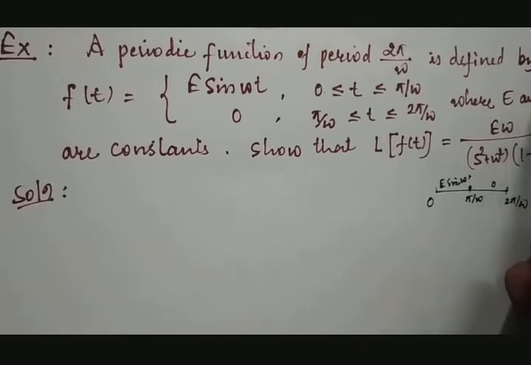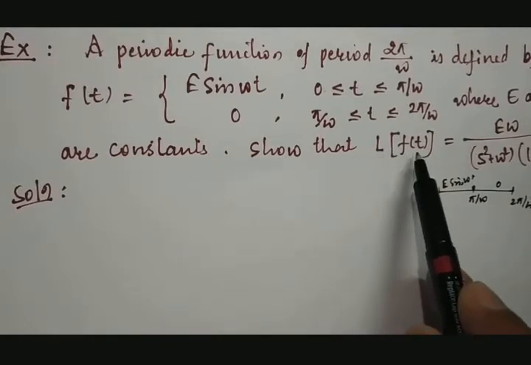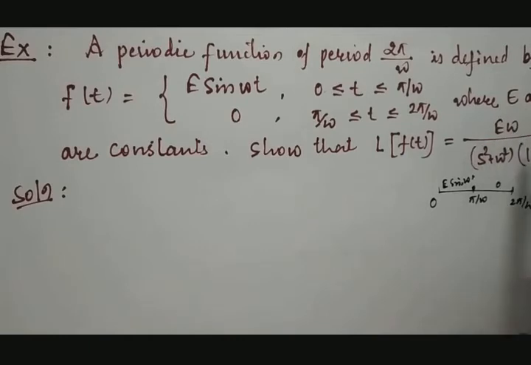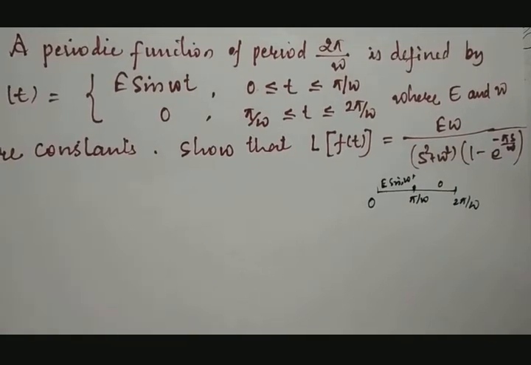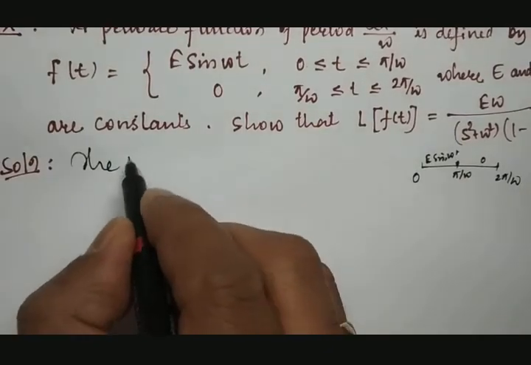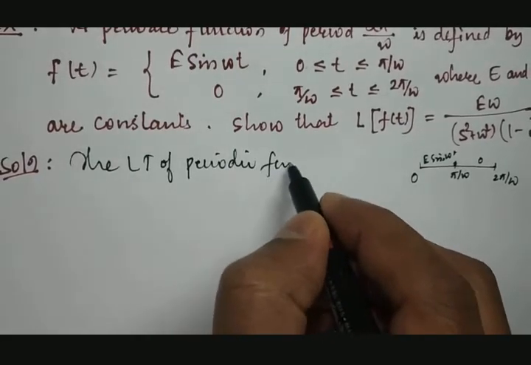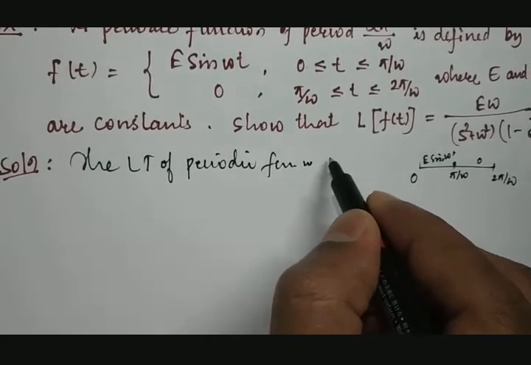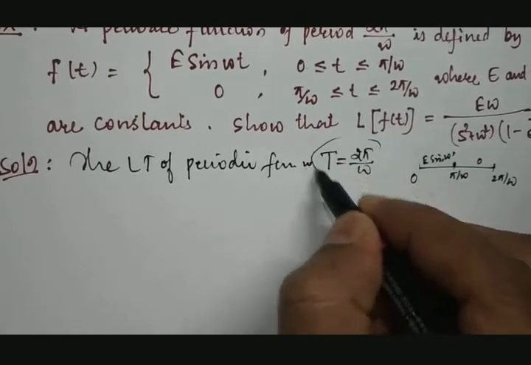Here e and omega are constants, that we need to keep in mind, because whenever we go for integration we need to keep them aside. Then we need to show that the Laplace transformation of f of t is equal to this result. That will be shown, that is secondary, but initially we need to start with the periodic function result. Therefore, the Laplace transformation of a periodic function with the period 2 pi by omega, which is given already.